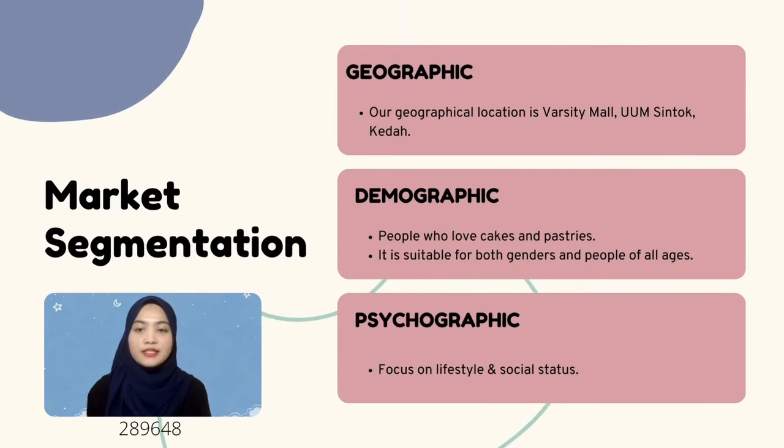Market segmentation is a process of dividing a large consumer or business market, normally consisting of existing and potential customers, into subgroups of consumers based on some type of shared characteristics. For market segmentation, our target market consists of three segments, which are geographic, demographic, and psychographic.